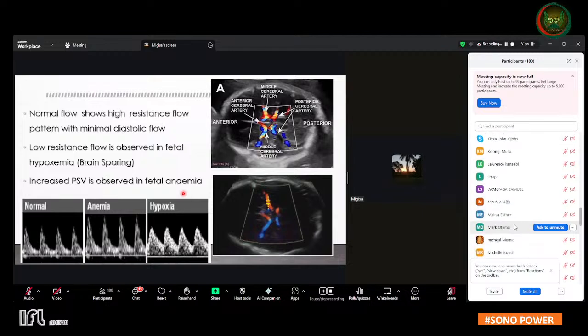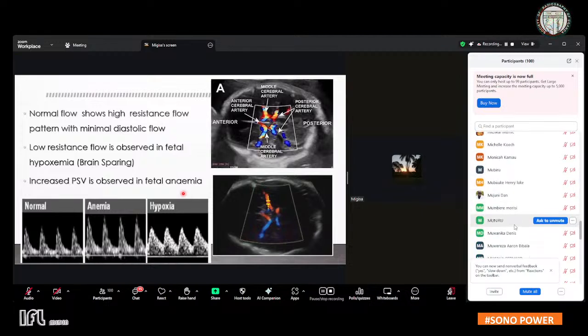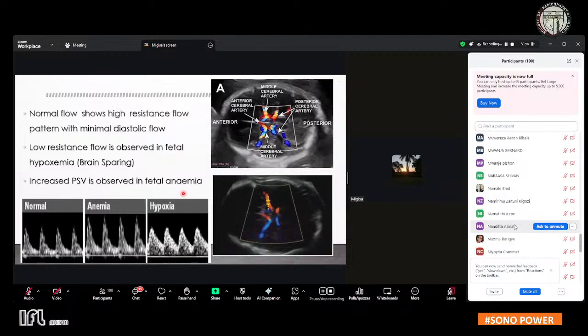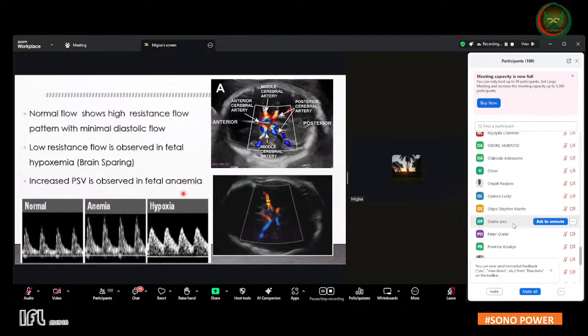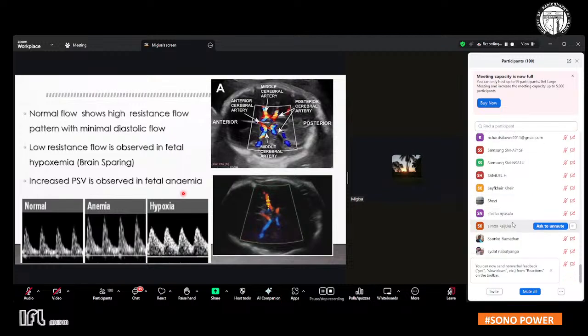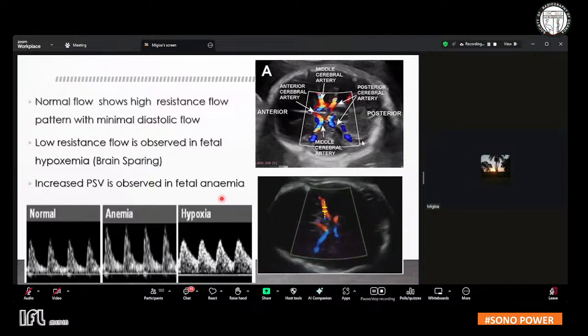Mr. Lukenge already told us that under normal circumstances, the fetus is not using the brain, so we don't need a lot of oxygen in there. So the vessels are small and the resistance is very high. So normal MCA spectral waveforms show a high resistance pattern.